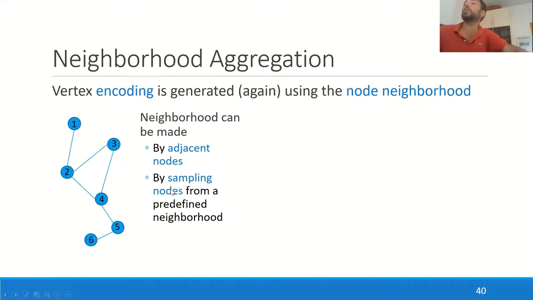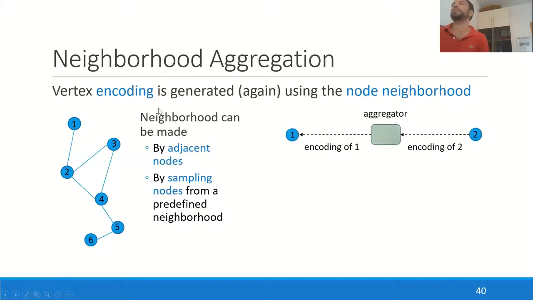The most general case, for instance, can consider sampling nodes, okay? So instead of considering all 3, 2, or 5, I just sample some of them because, for instance, my network might be very highly connected, or I might be able to sample random walks in the graph as a neighborhood instead of a direct neighbor. So a neighborhood for my node 4 would be 1, 2, 4, because that's a random walk leading to my node, or 6, 5, 4, because that's another random walk leading to my node. Okay, so neighborhood can be defined in a flexible way, depending on what you need.